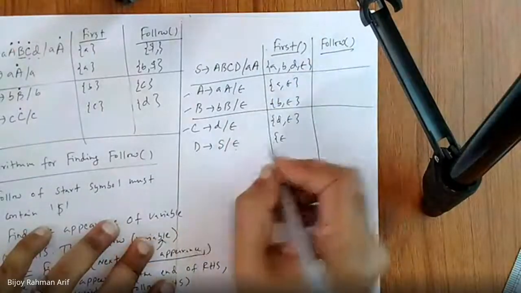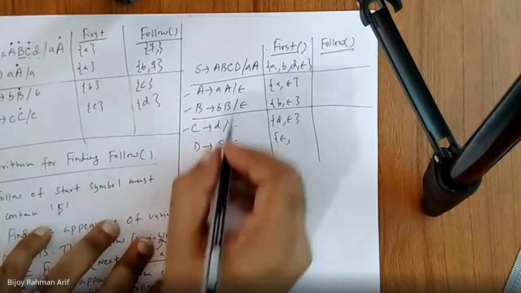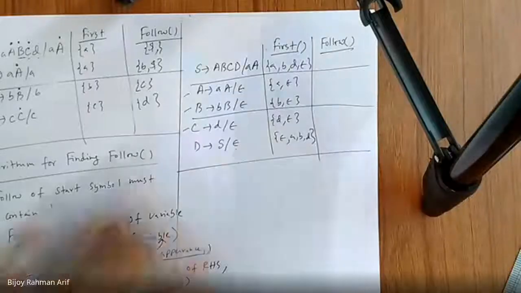Am I right? Yes, sir. Now let's go over here. First of D is nothing but first of S. First of S is nothing but A, B, C, D, and epsilon is already there. We are done. Now let's go to follow.